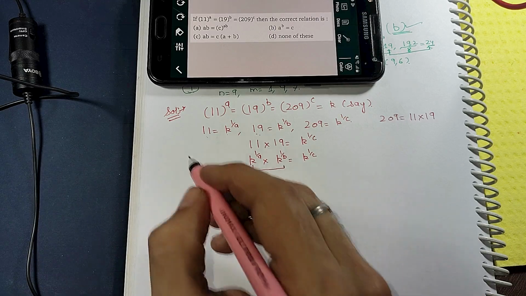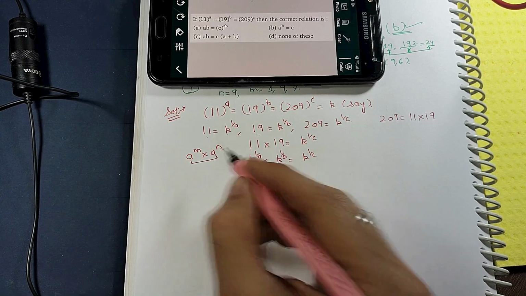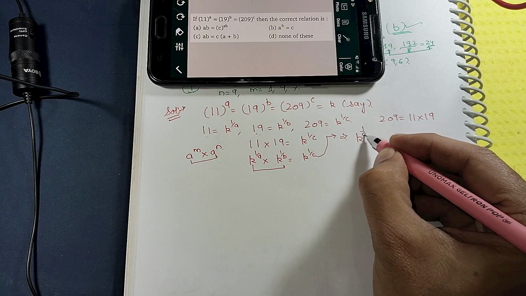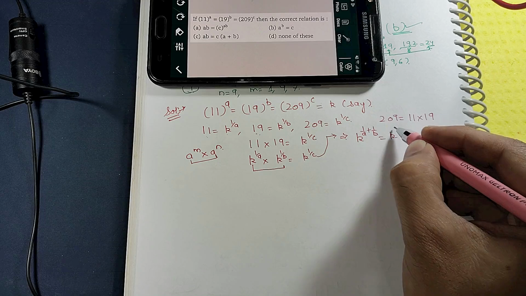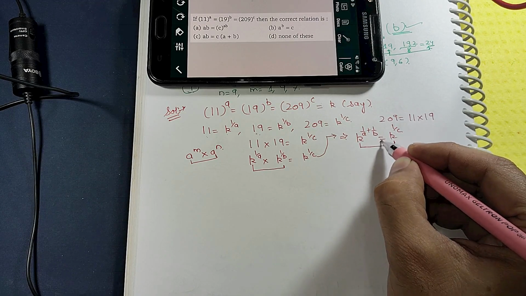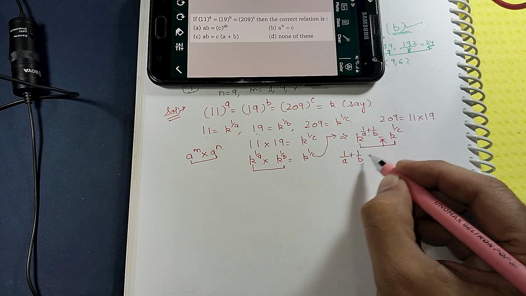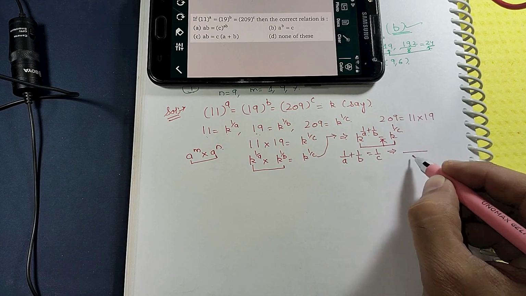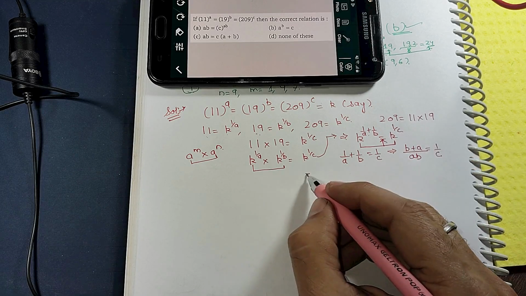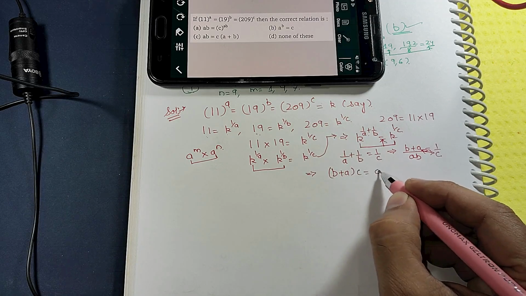Now here the identity of exponents will be a raised to power m multiplied by a raised to power n. Now bases are same, powers get added, so this implies K raised to power 1 upon A plus 1 upon B, and on the right side it will be K raised to power 1 by C. I told you in the previous video also that when bases are same in sign of equality, powers can be equated. So basically this means that 1 by A plus 1 by B is equal to 1 by C. So now if I take LCM, (B plus A) upon AB equals 1 by C, or by cross multiplying, (B plus A) multiplied by C should be equal to AB.